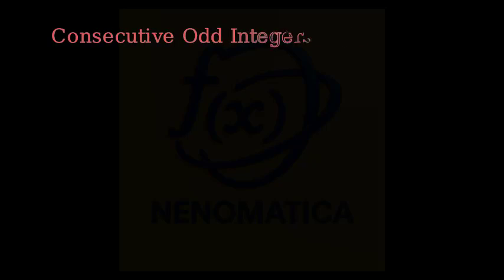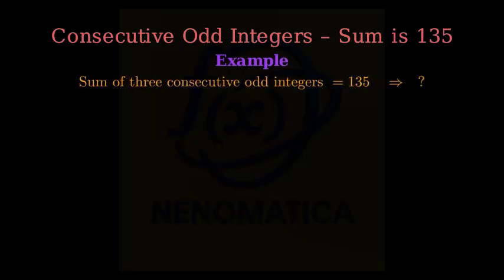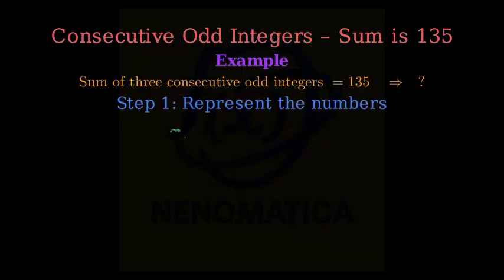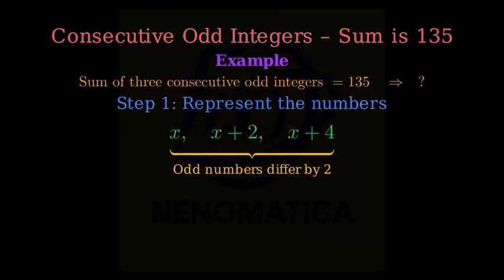In this example, we'll solve a classic algebra problem about three consecutive odd integers, whose sum is 135. The sum of three consecutive odd integers is 135. Find the three numbers. Step 1. Represent three consecutive odd integers using a variable. We'll call the first number x. Then the next two odd numbers are x plus 2 and x plus 4.